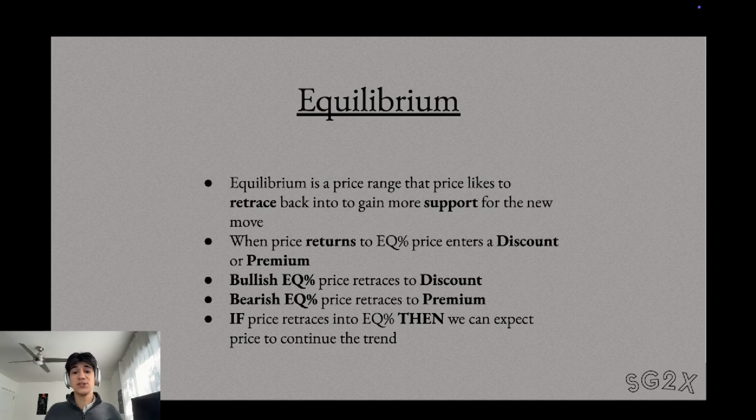For a bullish EQ, price retraces to a discount, which means price will retrace back down before moving up. And in a bearish EQ, price likes to retrace back up into premium, which means price will go up before coming back down. If price comes into EQ, then we can probably associate that with price wanting to get new buyers or sellers for the new trend.